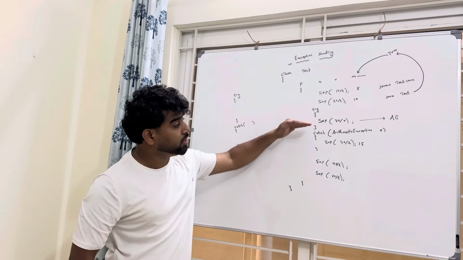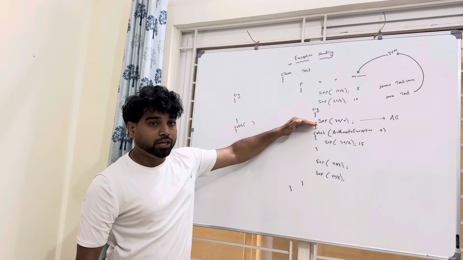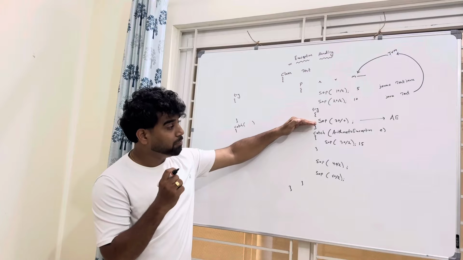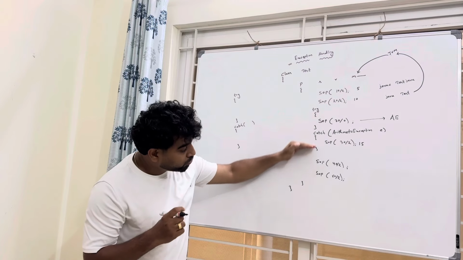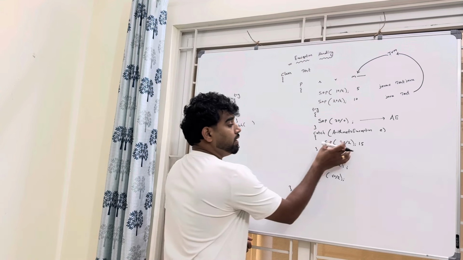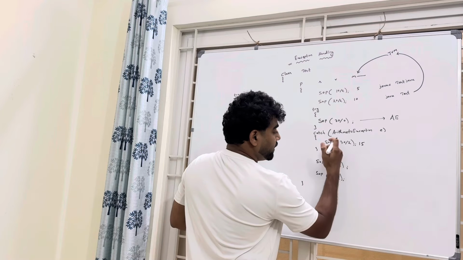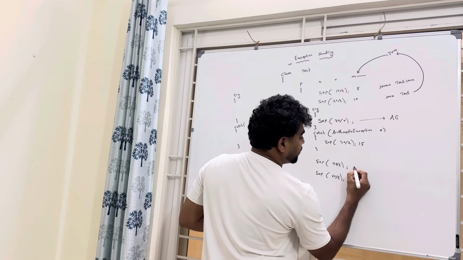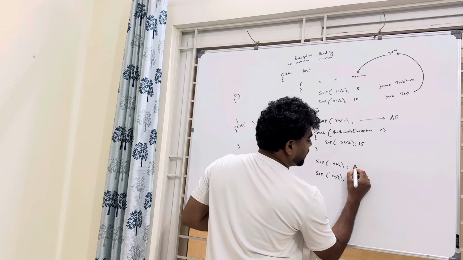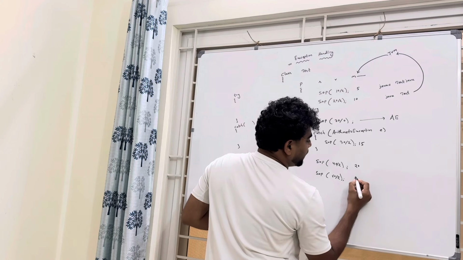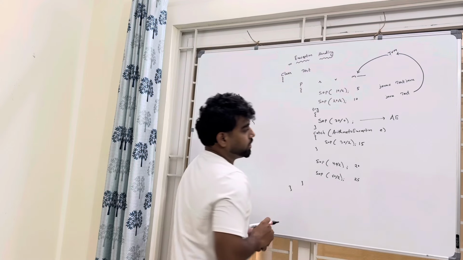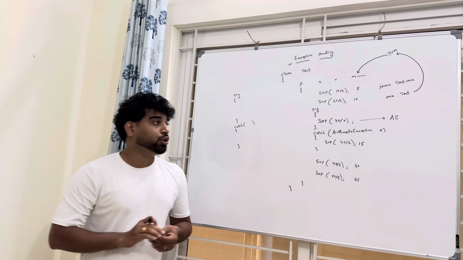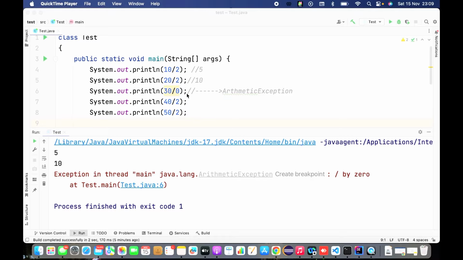So now if you see here, instead of terminating your program from here itself, now you are able to proceed further. It will give me the 15, then the rest of the code will get executed. 40 by 2 is nothing but 20, 50 by 2 is nothing but 25. So here we are getting this exception, right? At this line, we are getting this arithmetic exception.